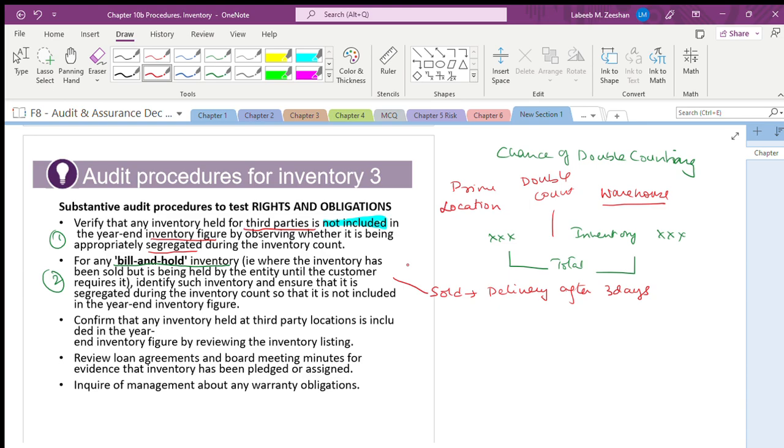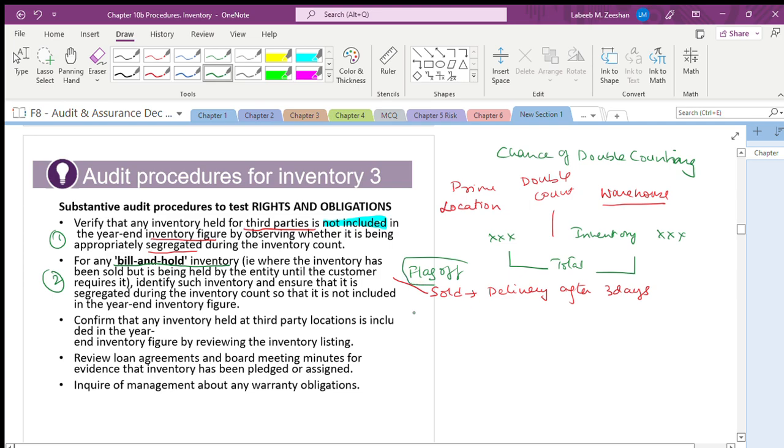At that point of time, you have to separate it, noting that this inventory has been sold. It should not be taken into consideration. We use a word for this: we have to flag it off.